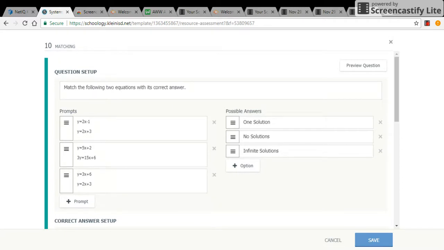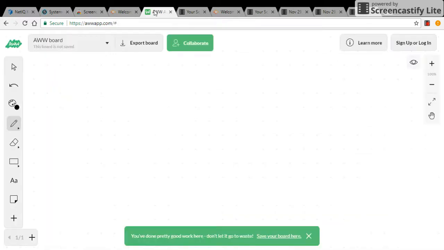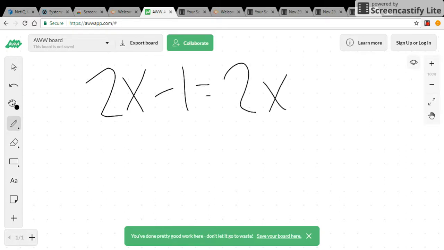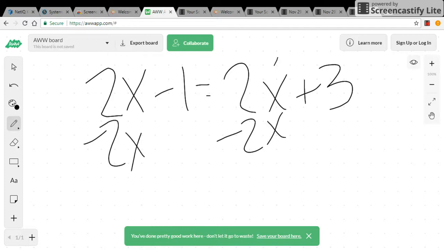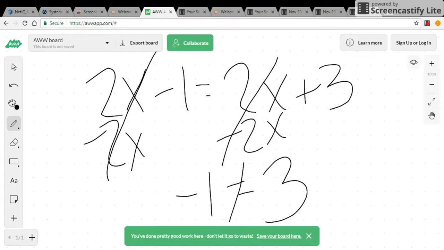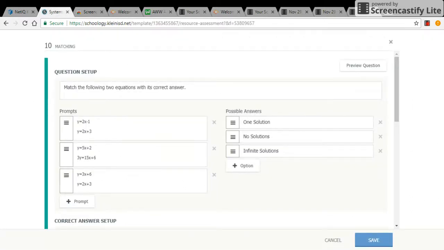And if you want to do it mathematically, you totally could. You could do 2x minus 1 equals 2x plus 3 because they both equal y. And actually, when you get rid of the 2x, and you see that happens here where they both cancel out, we say negative 1 does not equal 3. Since it's impossible for that to happen, that is why this is a no solution. So I would drag no solution up here to the top because that is a no solution question.